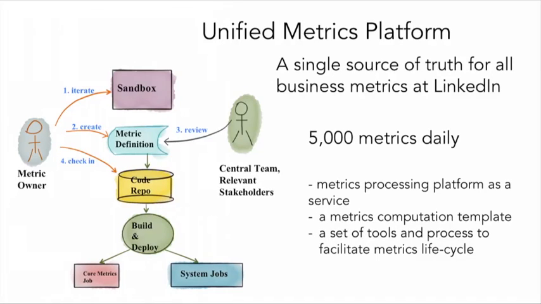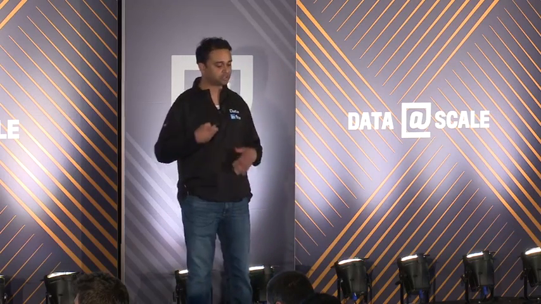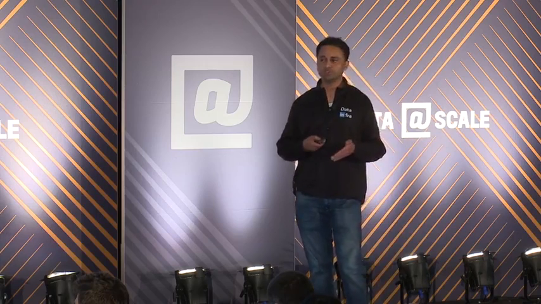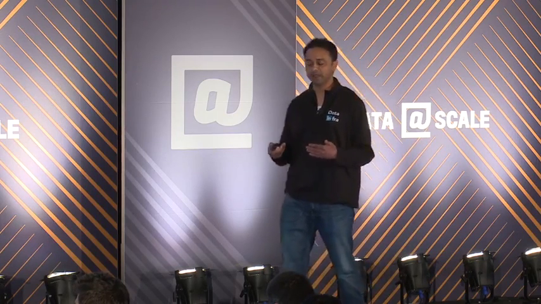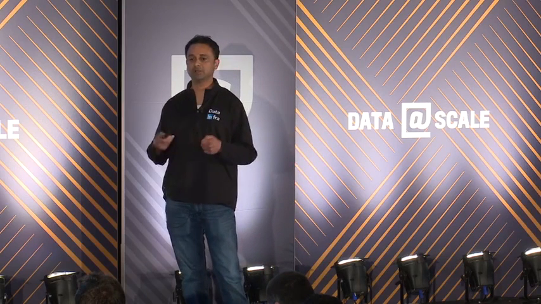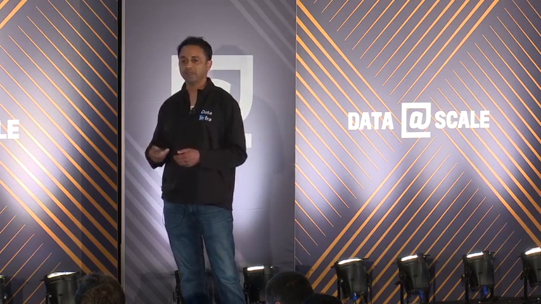So the flow looks something like this. Typically, it's an analyst or data scientist who's trying to build a new metric. The process starts with some iteration in a sandbox and analysis to decide what it is that you really want to measure, because you want to make sure you're measuring the right thing. And once you are satisfied with that, you would create that metric definition and submit it for review. You have a distributed process for doing that, just like you would do code reviews.